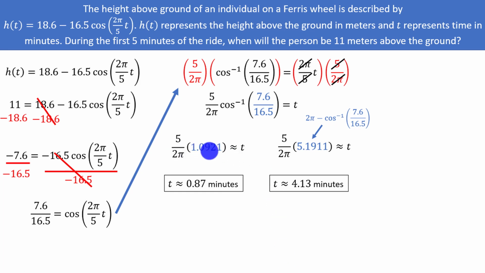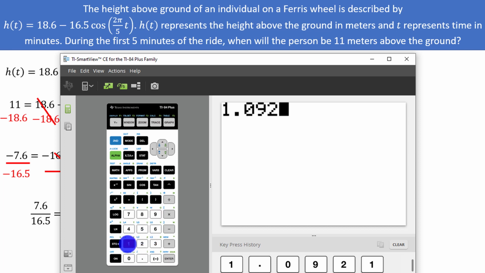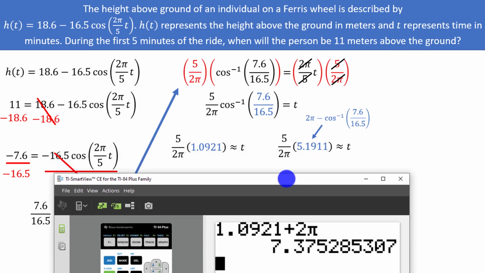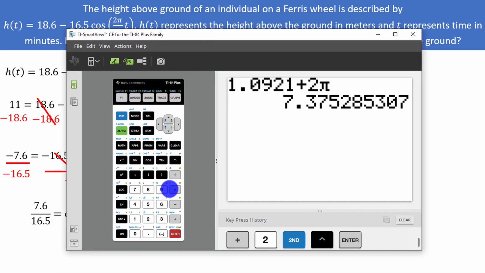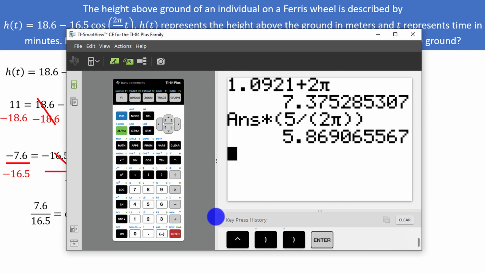So first we need to take this angle and add 2 pi. So we have 1.0921 plus 2 pi. So this is the coterminal angle with 1.0921, which would also be 11 meters above the ground. Now we need to multiply this value by 5 over 2 pi. So let's multiply that value by 5 over, and I need parentheses on the 2 pi. If I press enter, I will get approximately 5.87.